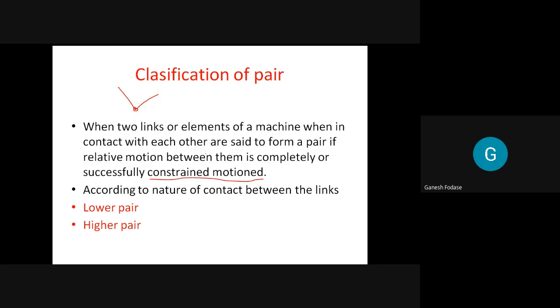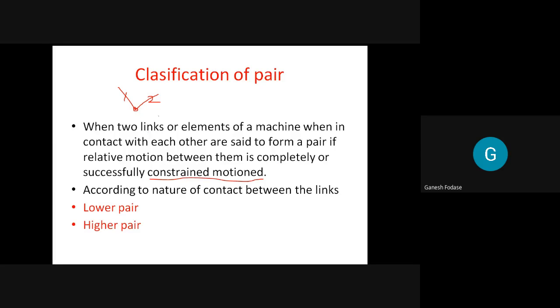What are the conditions? I repeat here. See the basic definition I have written here. When 2 links, let's say link 1 and link 2, or elements of a machine, of course, considered as a part of a machine or mechanism, are in contact with each other, they are said to form a pair if relative motion between them is completely or successfully constrained. It is not incompletely, remember. Either it must be completely or successfully.